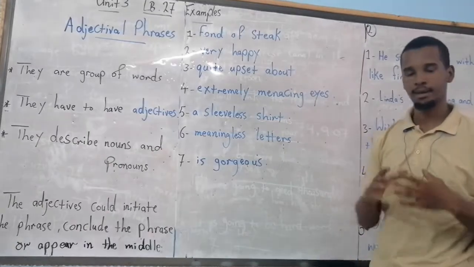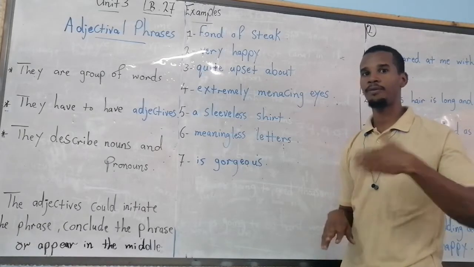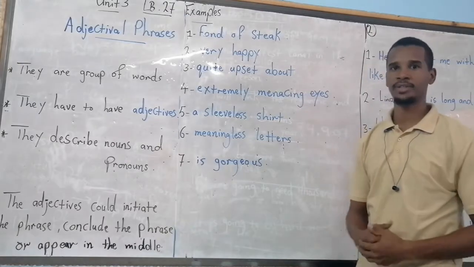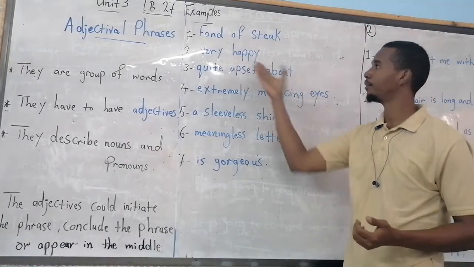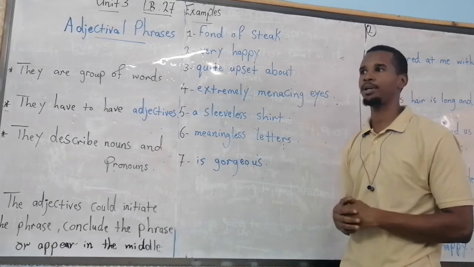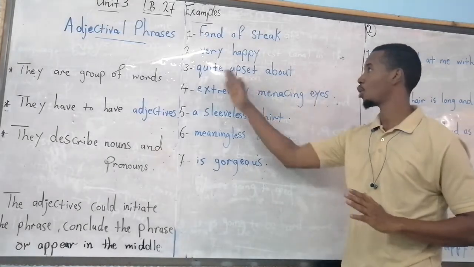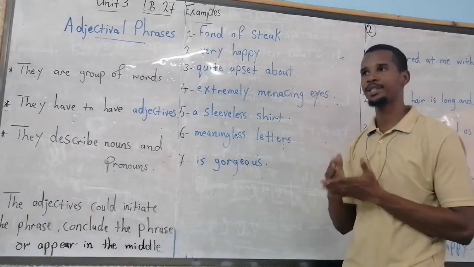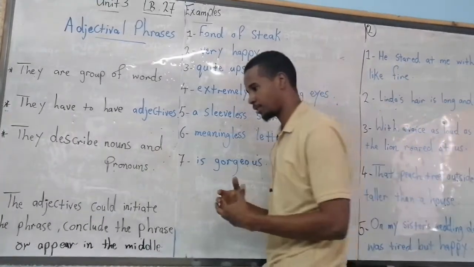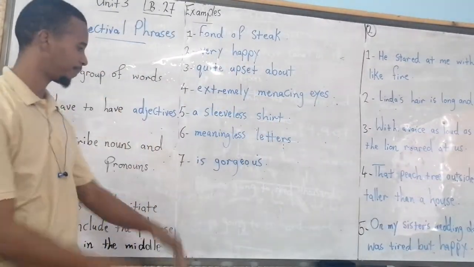Fond of steak. You know what steak is? A piece of meat, right? A piece of fried meat. If you are fond of steak, you like steak. And you can say, I am fond of steak. It means I like steak. Very happy. Very easy, very simple. He is very happy. The girl is very happy. This is how we make a sentence from a phrase. Quite upset about something. Quite here does not mean quiet as in the opposite of loud. It means very. Quite here means very.